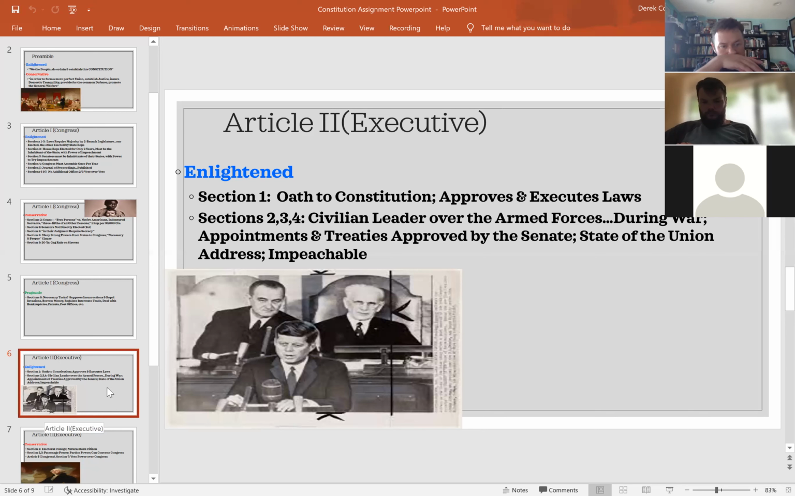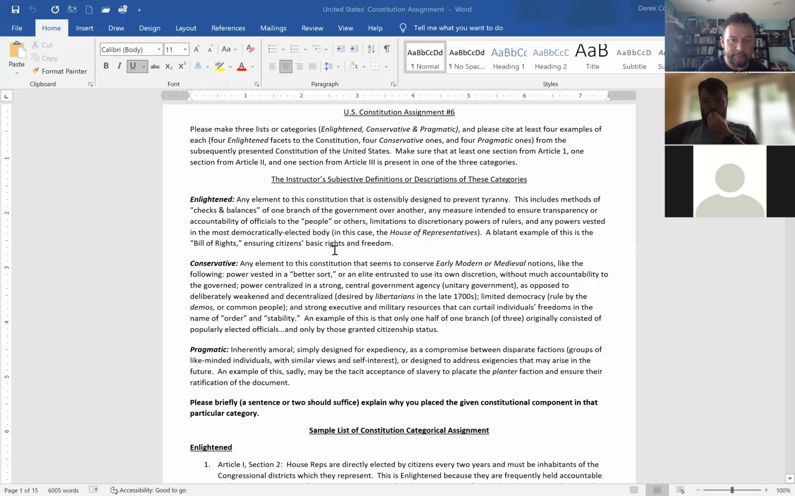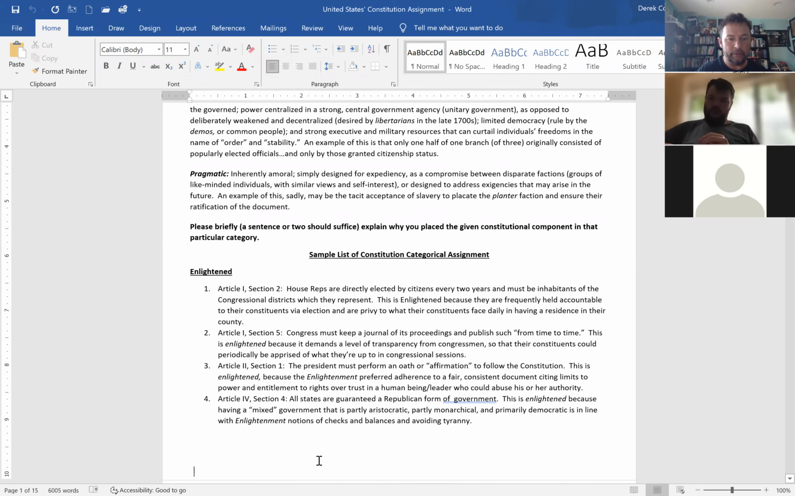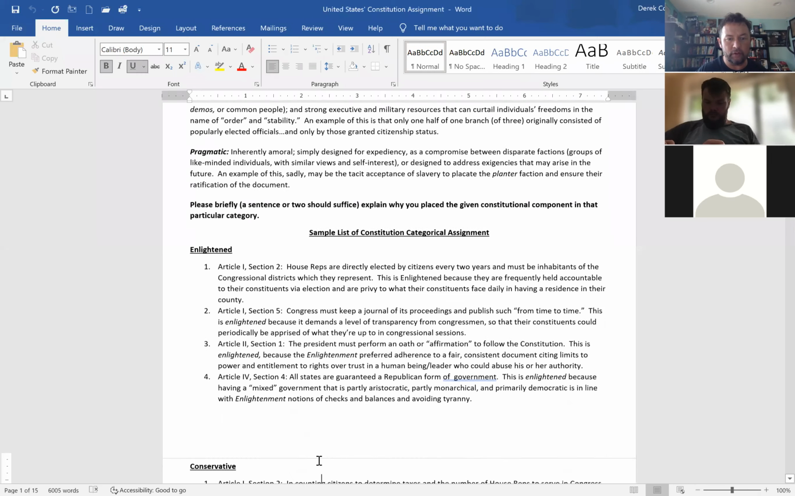Okay. But do you want us to cite those articles as well when we do put it in, so that you know that we have it? Oh, okay. Yes, got it, please. So let's take a look back at the assignment itself again. So yeah, notice what I put here, right? Under enlightened, Article 1, Section 2, Article 1, Section 5, Article 2, Section 1, Article 4, Section 4.